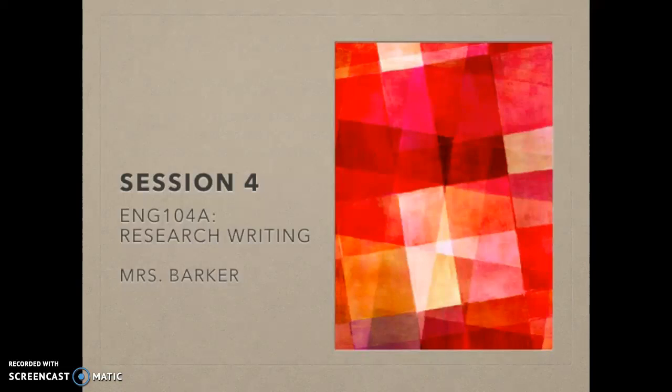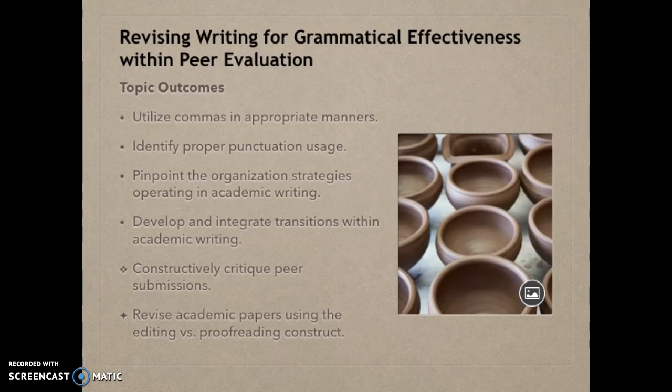Hello and welcome to the overview for Session 4, English 104A Research Writing. In this session, we have 6 topic outcomes. The first 4 are looking at grammar and punctuation and good writing skills. The 5th one is about constructively critiquing peer submissions.